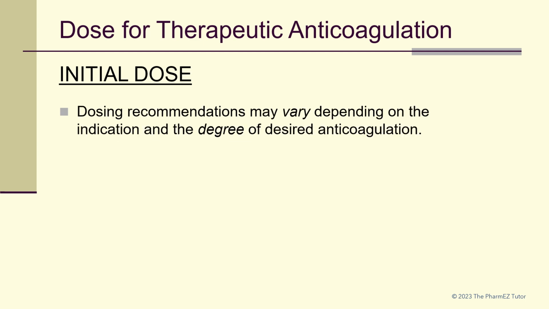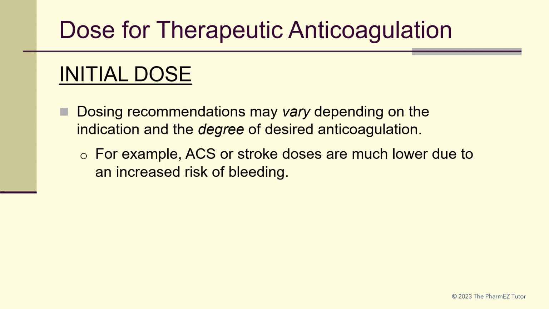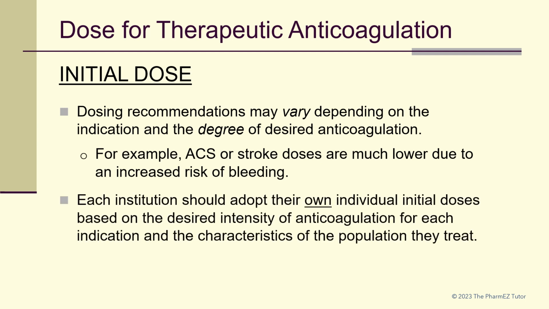Dosing recommendations may vary depending on the indication and the degree of desired anticoagulation. For example, ACS or stroke doses are much lower due to an increased risk of bleeding. Each institution should adopt their own individual initial doses based on the desired intensity of anticoagulation for each indication and the characteristics of the population they treat.